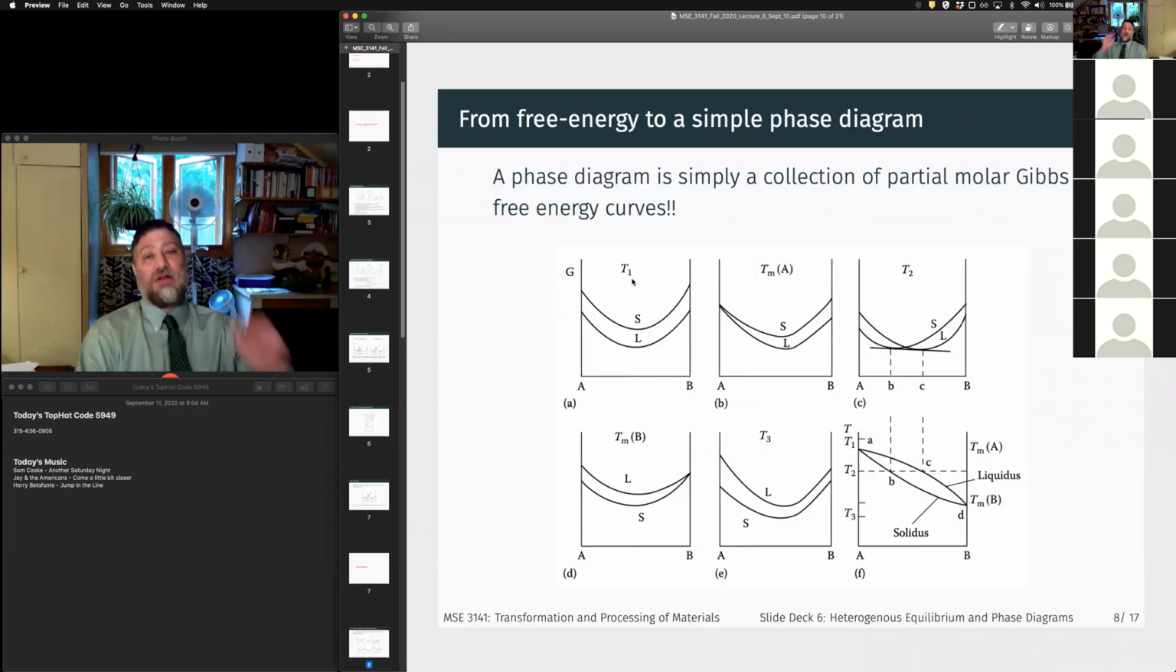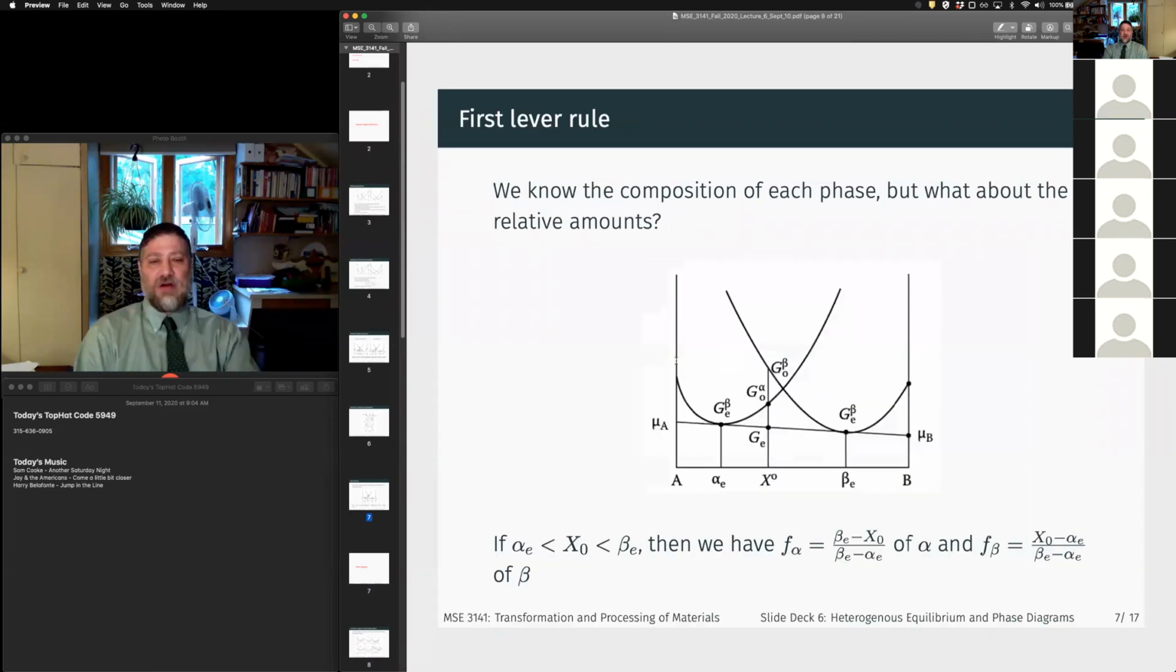Okay. So what about phase diagrams? Well, a phase diagram is nothing but a collection of these free energy curves for a given temperature.